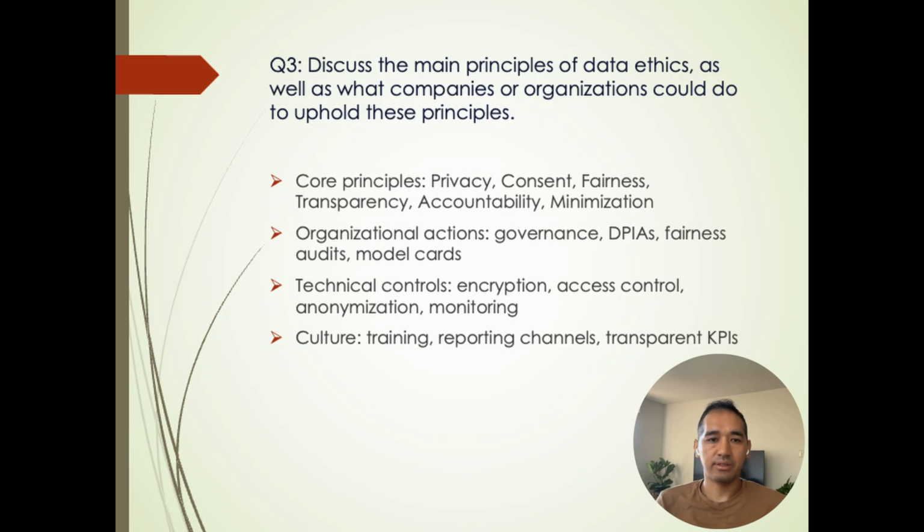Third, fairness. Avoid bias and harm across groups. Fourth is transparency. Make sure decisions are understandable. And fifth is accountability. Organizations must take responsibility and offer remedies. And finally, purpose limitation. Use data only for the reason it was collected.